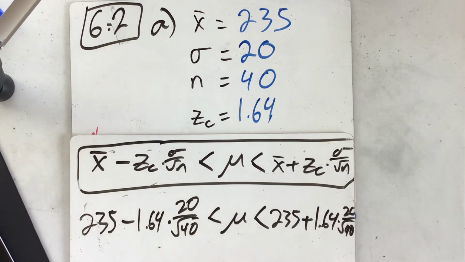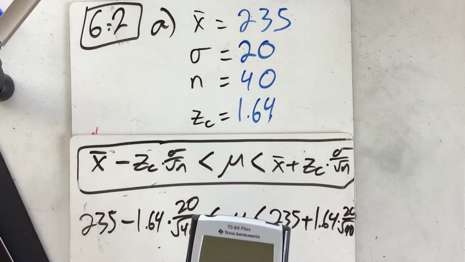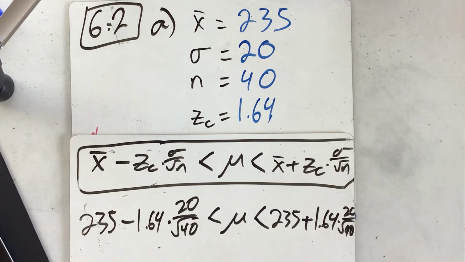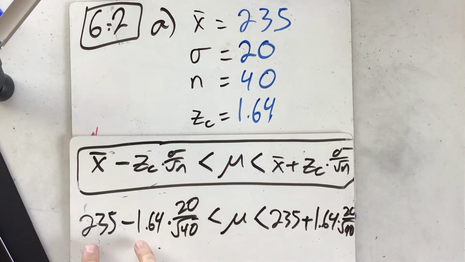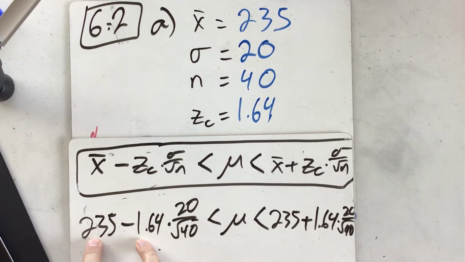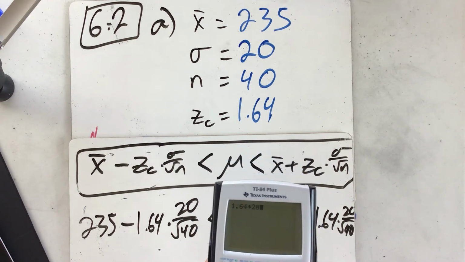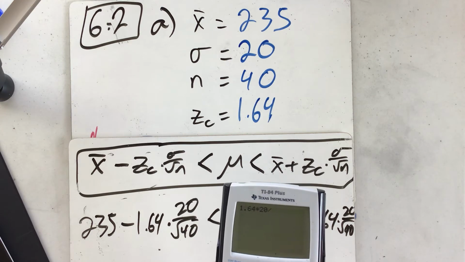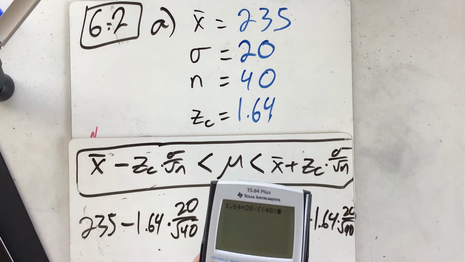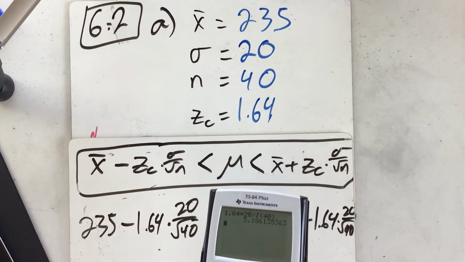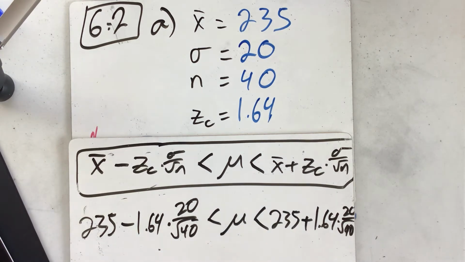Okay, now I just have to type these into my calculator. Be a little bit careful when you type them in your calculator. If you do 235 minus 1.64 and hit enter, then that will do the subtraction first. But we don't want to do the subtraction first because we need to follow the order of operations. So we need to divide and multiply first. So I'm going to do 1.64 times 20 divided by the square root of 40. And I know you all will probably have different calculators than me, but that's fine. So that gives me 5.18 for that number.